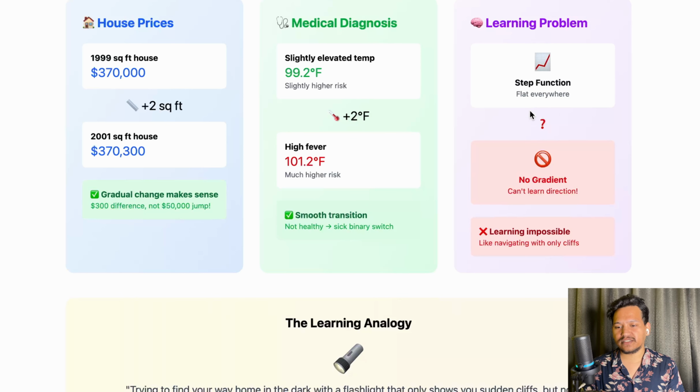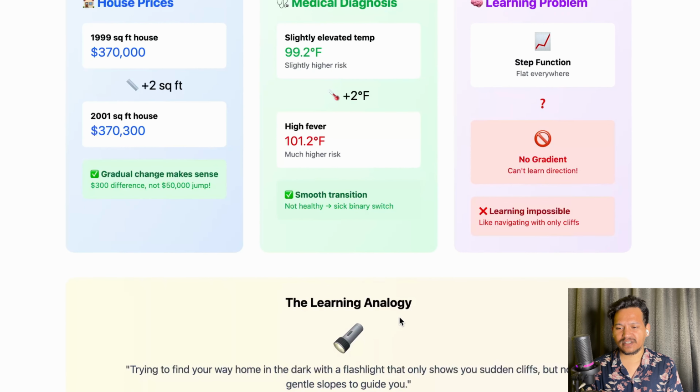But here's the biggest issue for machine learning. How do you learn from mistakes? With a step function, if you are wrong, how do you know which direction to adjust? The function is flat everywhere except at the jump. There's no gradient to follow for improvement. This is like trying to find your way home in the dark with a flashlight that only shows you sudden cliffs but no gentle slopes to guide you.